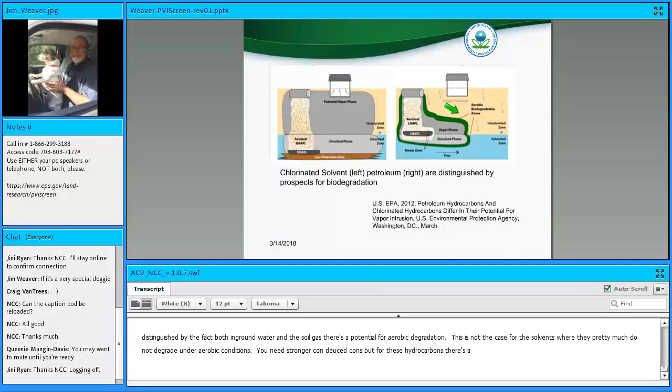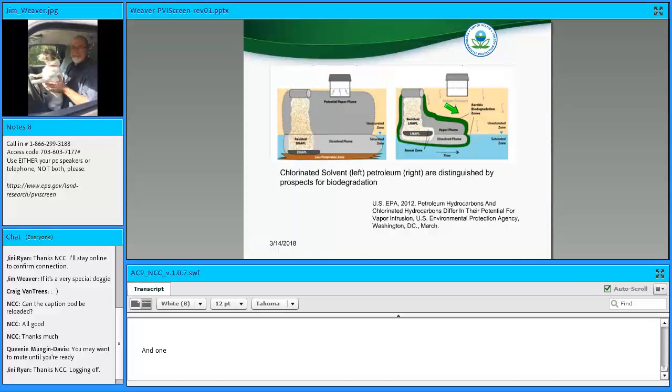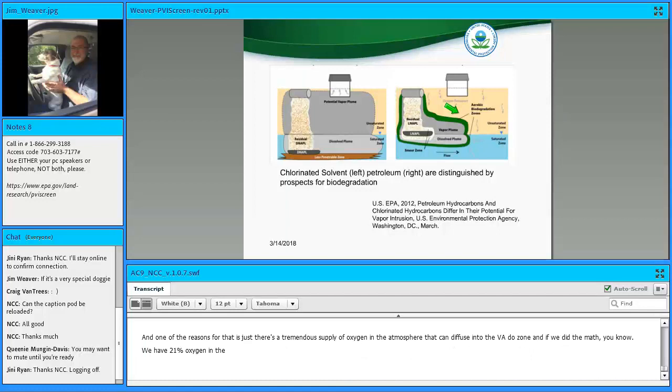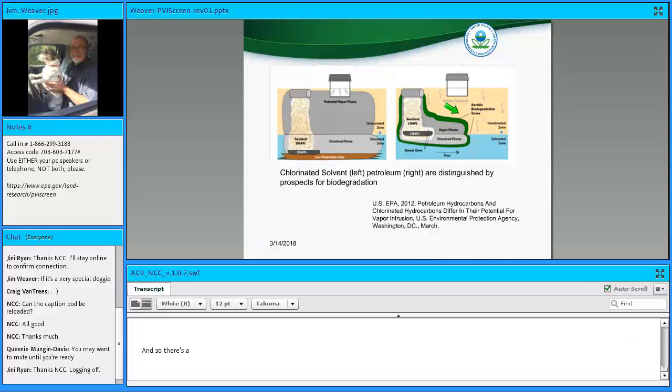And one of the reasons for this is there's a tremendous supply of oxygen in the atmosphere that can diffuse into the vadose zone. And if we did the math, we have 21% oxygen in the atmosphere, and that's compared against concentrations on the milligram or microgram level per cubic meter in the ground. And so there's a vast supply of oxygen. And this, it turns out, is a major characteristic of petroleum vapor intrusion.